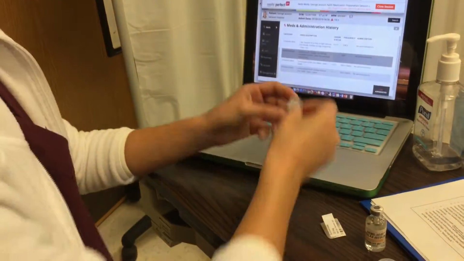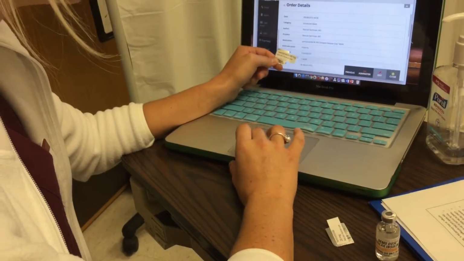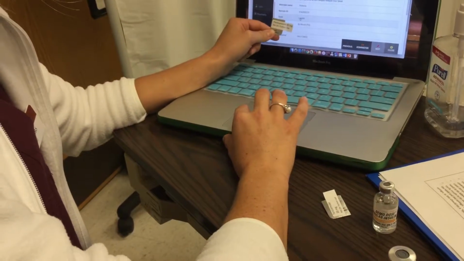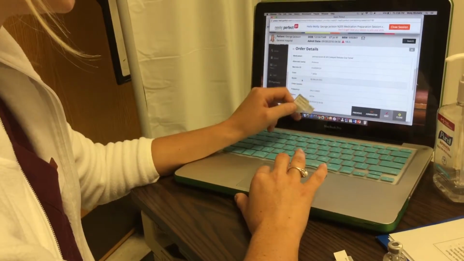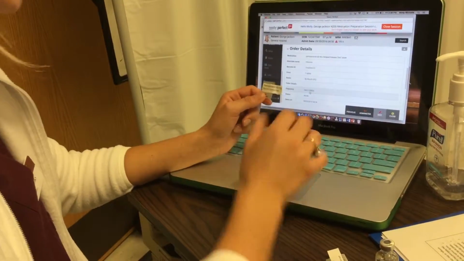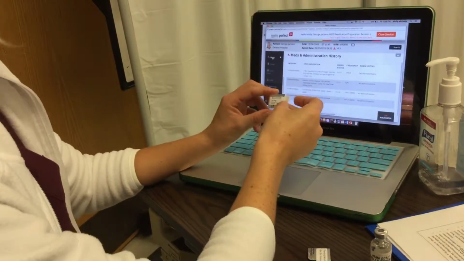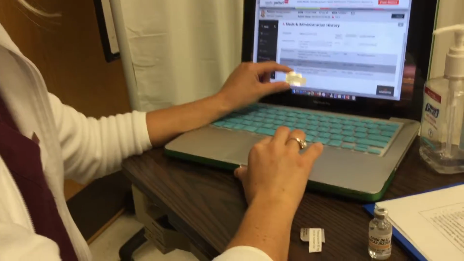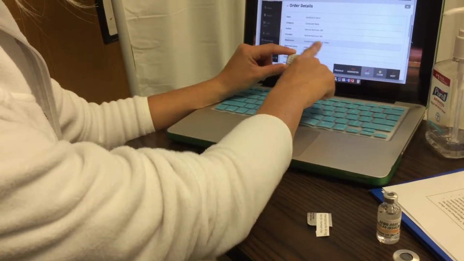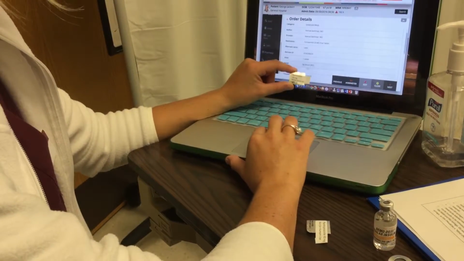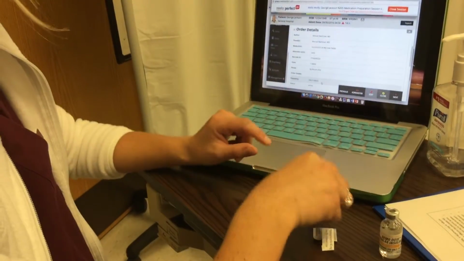The next med that I have for my patient is pantoprazole. So I have the correct medicine. The dose is 1 tablet, 40 milligrams. The route is PO, and the time is 8. The next med that I have is furosemide. It's the correct medication. It is 20 milligrams, which matches. The route is PO, 1 tablet. The time for it to be given is 0800.